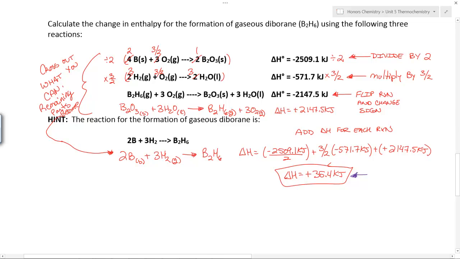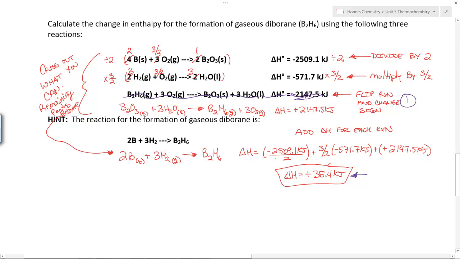Look good? Real quick, just to recap what I did here. Remember what I said before, that any reaction that you need to flip around in direction, you should do that first. So that's what I did right here. This was the very first thing I did, and you can cross this out to see it. I went through and flipped the reaction around so I could get the B2H6 on the product side where I needed it to be.